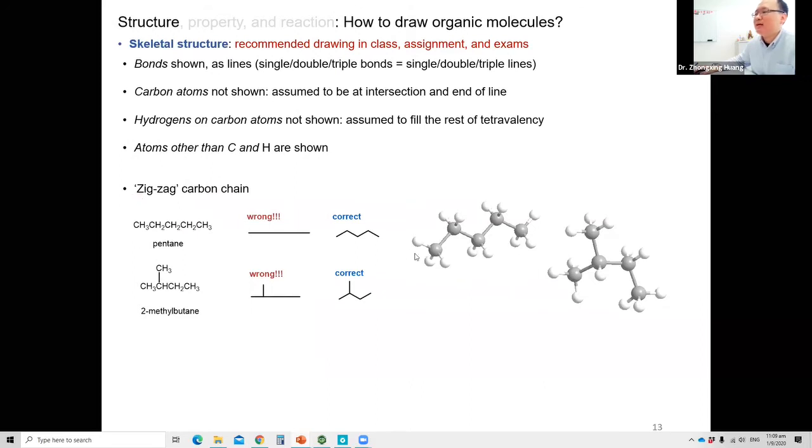Why do you do the zigzag? The real structure of these carbon chains is actually zigzag. For example, if you have a 5 carbon chain, it actually looks like this. If you have a 2-methylbutane, it's also zigzag, right? You cannot draw this on your exam and expect me to know how many carbons I drew. This is just wrong. You have to draw zigzag, up, down, right? 3 intersections, 2 ends, 5 carbons. I hope this is understood. You have to be crystal clear about this. Otherwise, there's no way to proceed.